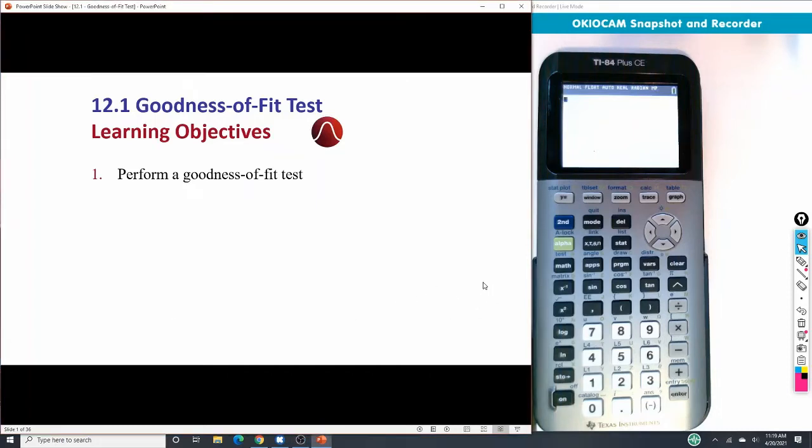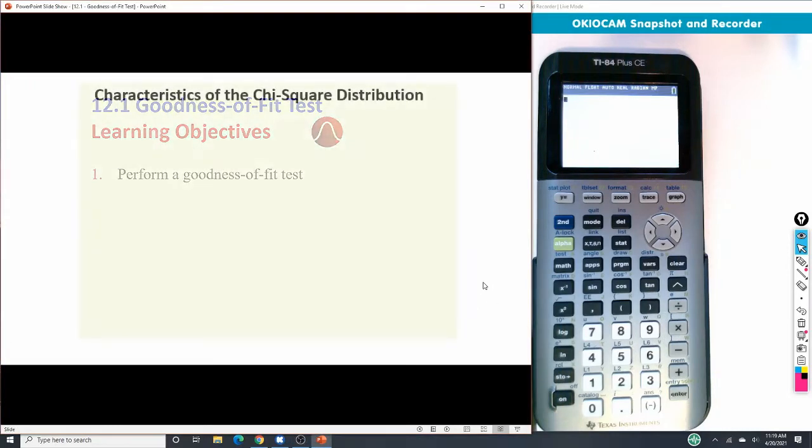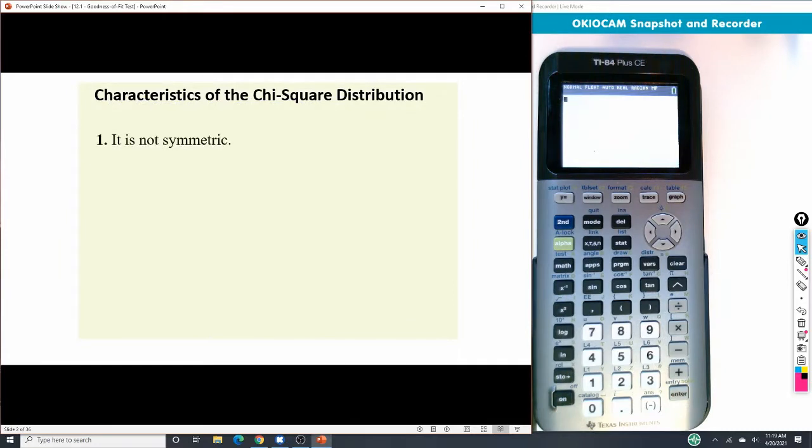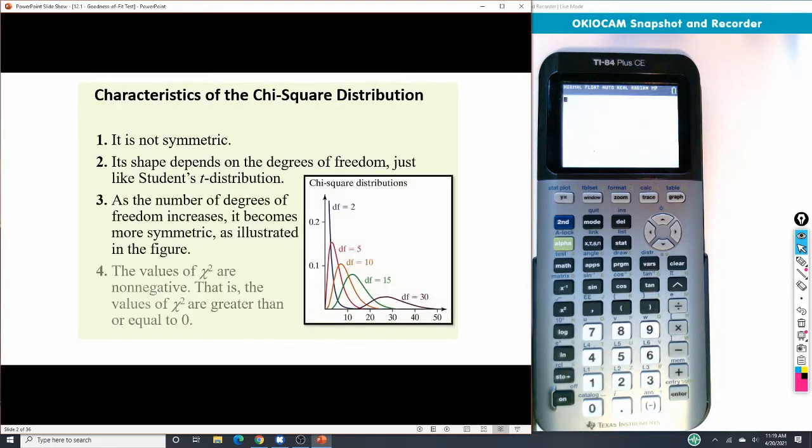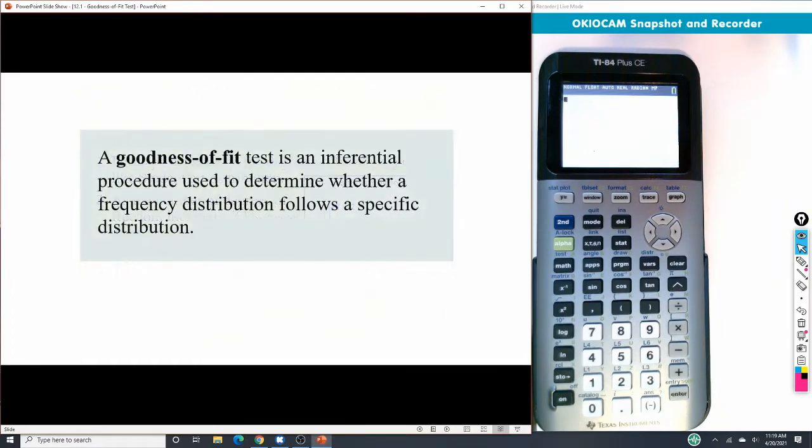All right, 12.1, goodness of fit test. Again, we have the characteristics of our chi-square distribution. We've talked about those before. None of that has changed. A goodness of fit test is an inferential procedure used to determine whether a frequency distribution follows a specific distribution.